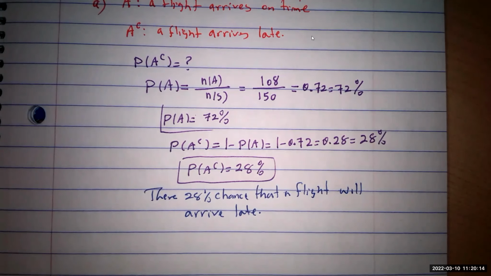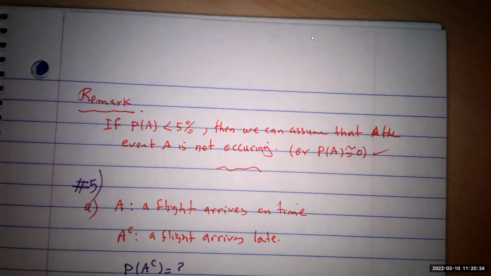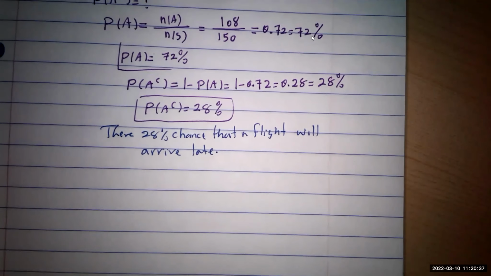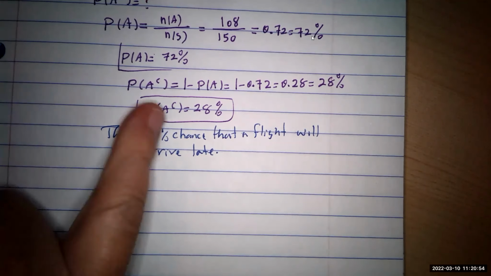Remember, if you say yes, you're talking from a management point of view. You're running the company, so it's just 28%. But remember, 28% is significant because it's bigger than 5%. If it's less than 5%, it's like 0. But this is bigger than 5%, so you've got to be worried, because there's almost a 30% chance that the flight would arrive late. So if you get a late arrival, you are not going to be surprised.